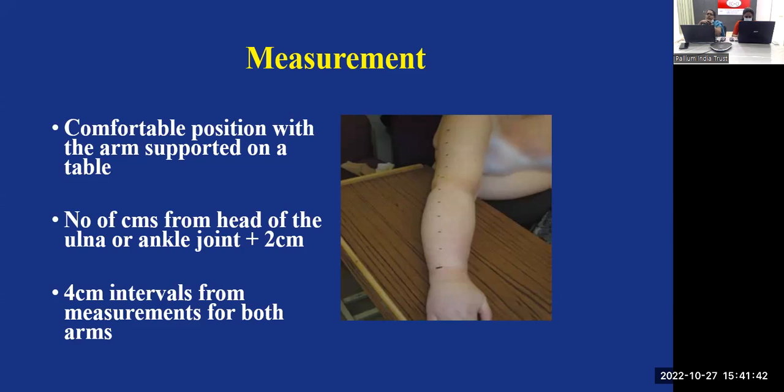For the lower limbs, you take it from the ankle joint plus 2 centimeters, then from there every 4 centimeters. We have a video on that, I'll show you later, so you will get a full idea of how to take a measurement. This measurement is mandatory. Whenever you see a patient with lymphedema, before doing the management, you have to take a measurement of both the affected limb and the non-affected limb.